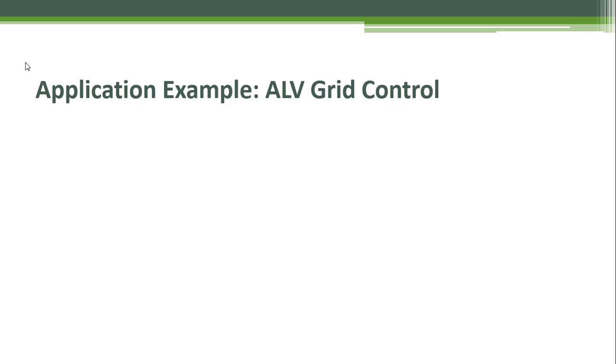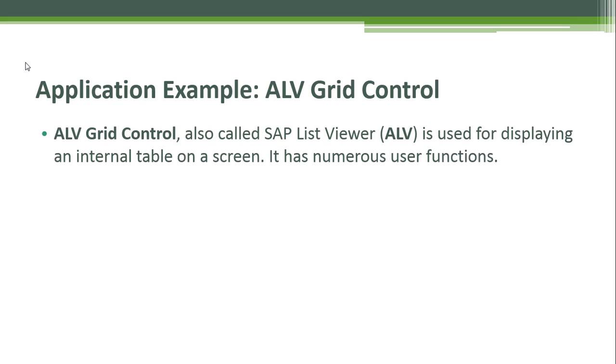Application example of an ALV grid control. We're going to create an ALV control in one of our programs. So, the ALV grid control, also called the SAP list viewer, is used for displaying an internal table on a screen. It has numerous user functions.